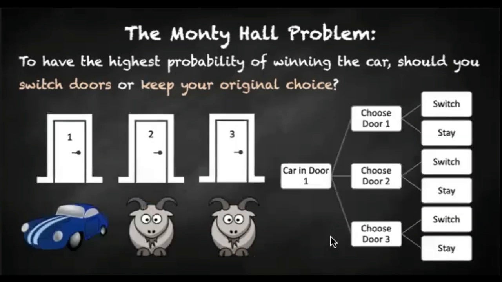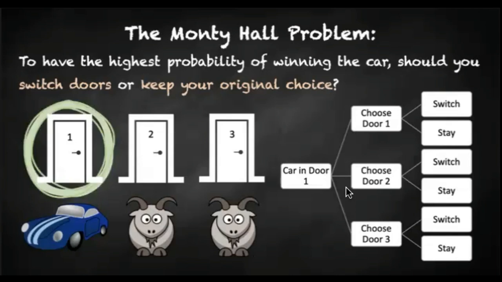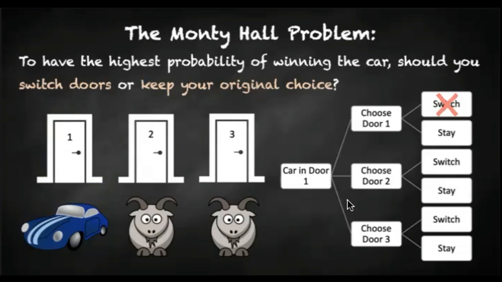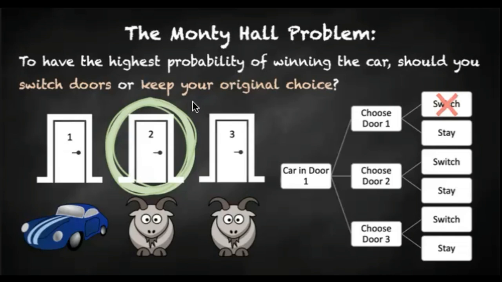Let's make a tree out of this. So if the car is behind door number 1 and you choose door number 1, then you have the option to either switch or stay, no matter which is the unopened door. You don't want to switch, you want to stay, right? So what if you actually chose door number 2 instead of door number 1? In that case, Monty would have to open door number 3 because door number 1 contains the car. He wants to reveal a goat. So the other unopened door would be door number 1, and that's the one that has the car. So you don't want to stay with door number 2. You're going to want to switch. That's what's going to get you the car.